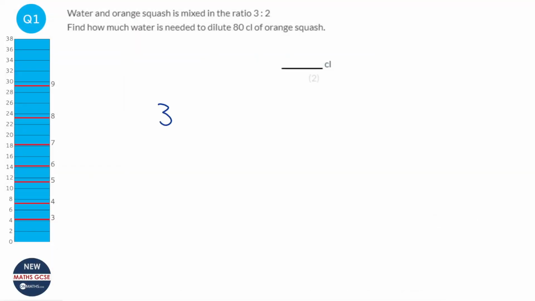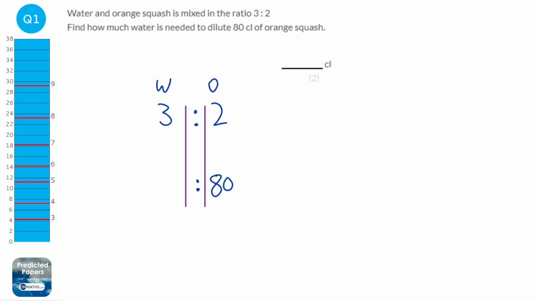So water to orange is 3:2. We've got water here and we've got orange squash here. And we're told that we've got 80 centilitres of orange. So we've got 80 here. And we're asked to find the amount of water required. So what we do is we figure out how to get from 2 to 80. Well, we're going to times by 40. If I times that side of the ratio by 40, I've got to times the left-hand side by 40 as well. 3 times 40 is 120. So I'm going to need 120 centilitres of water.